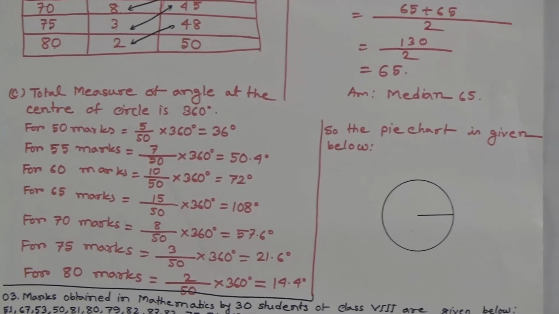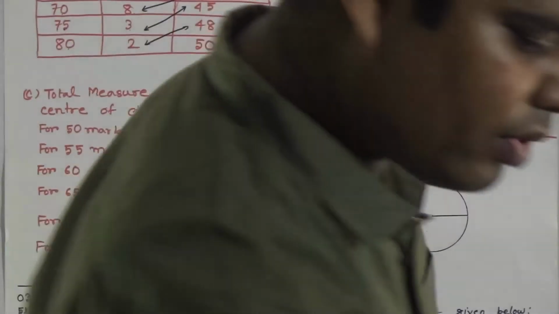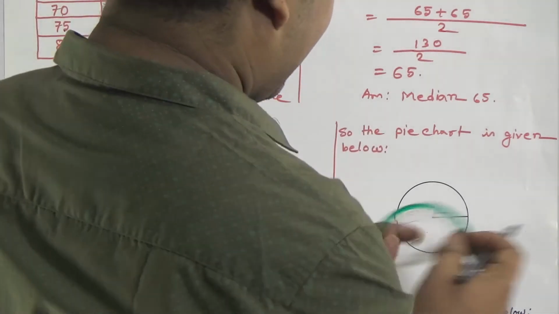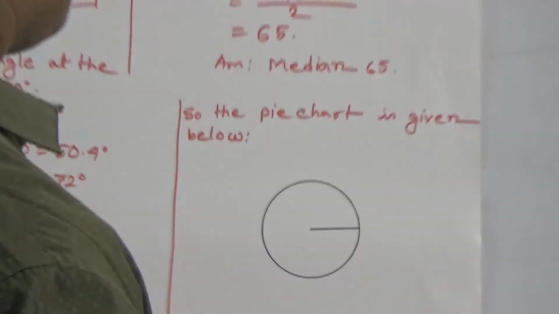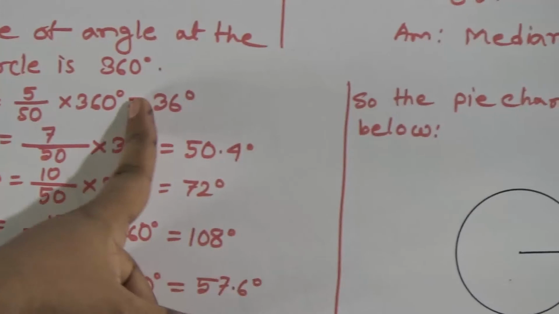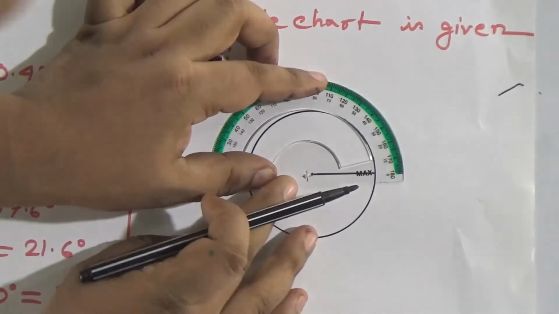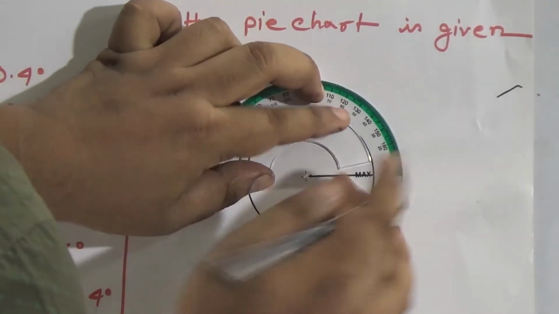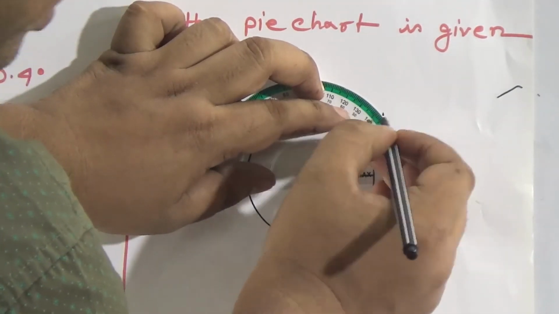To draw a pie chart, at first we draw a circle and a radius. Here you notice this is the circle, and this is the radius. At first we draw 36 degree here. Notice, now 36 degree is here.